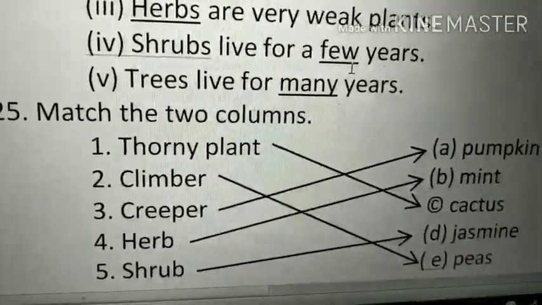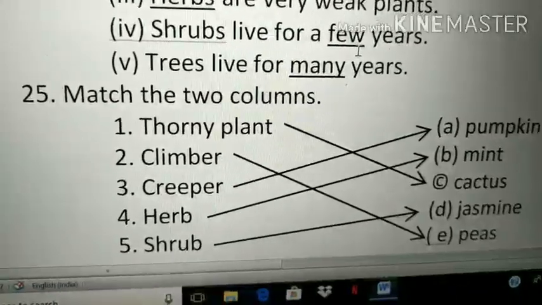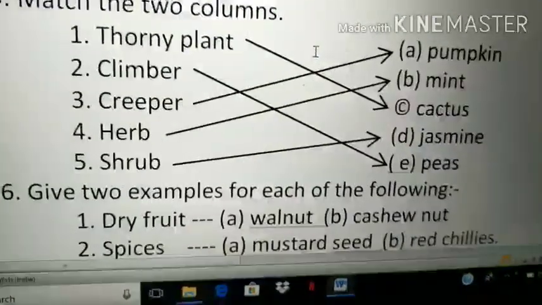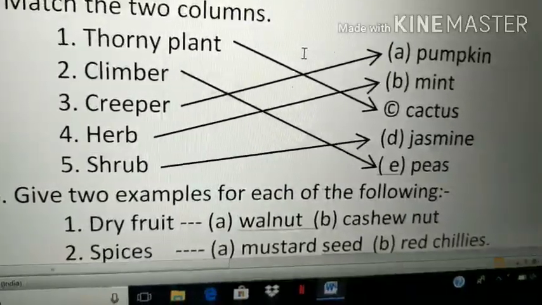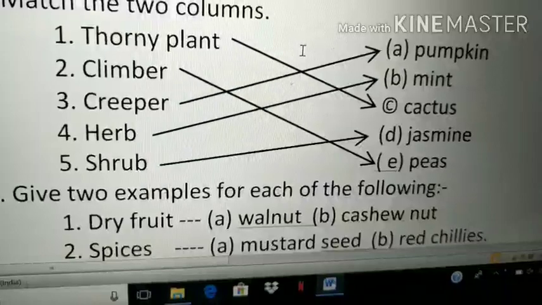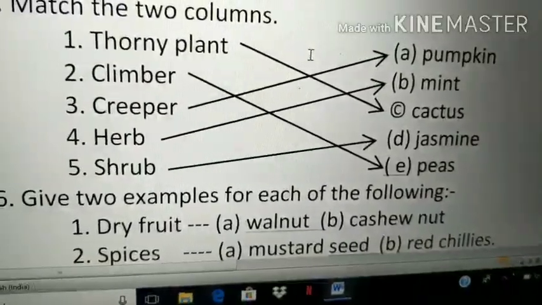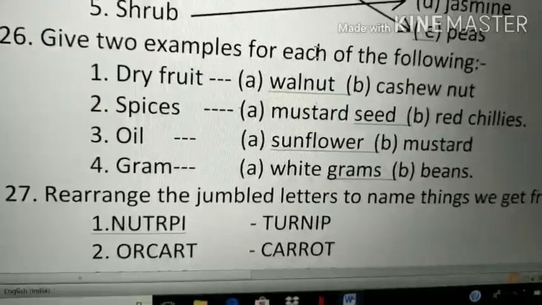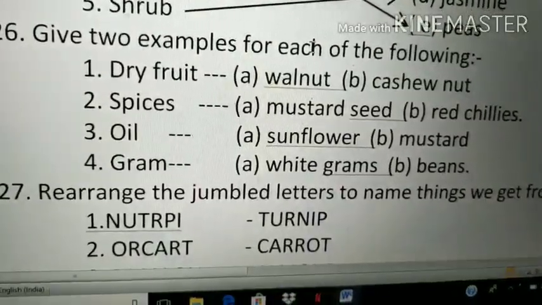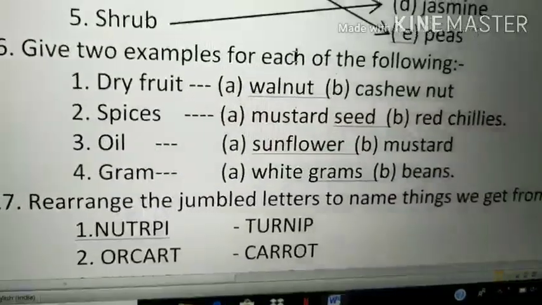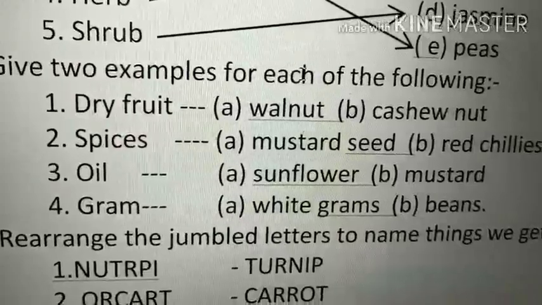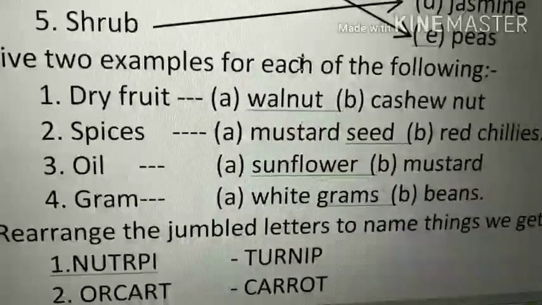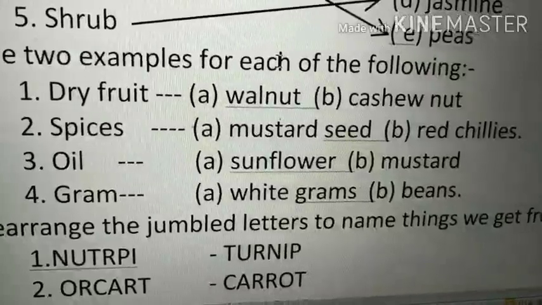And question number 25. Match the two columns. One, creeper. Two, climber. Three, tree. Four, herbs. Five, shrubs. Question number 26. Give 2 examples for each of the following. Number 1, dry fruit. Number 2, spices. Number 3, oils. Number 4, grams.